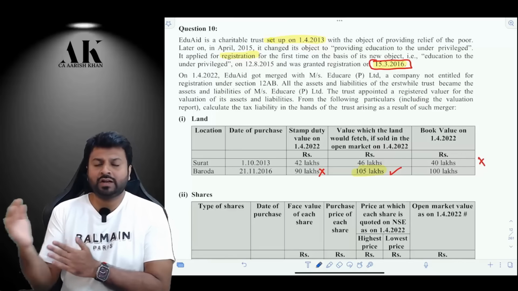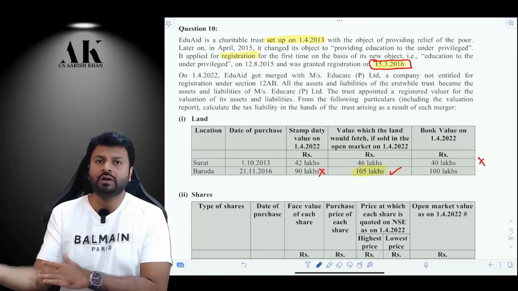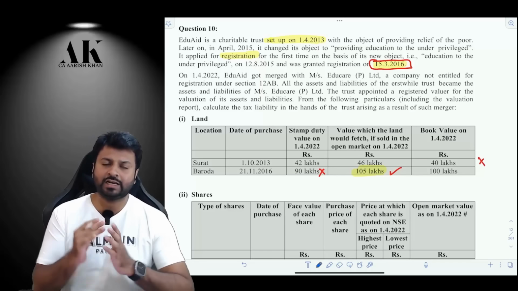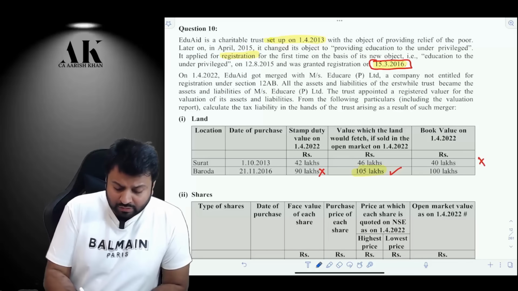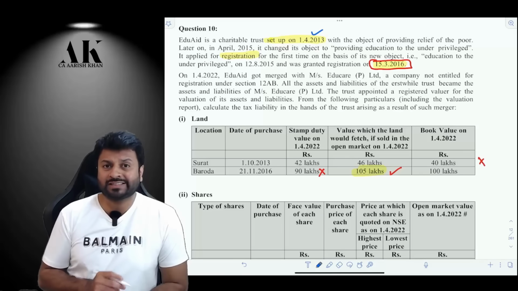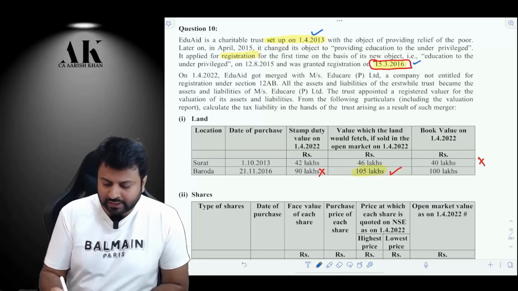Charitable trust, which is converted into a business trust, into a business now. Therefore, we have to apply the exit tax, accreted income tax at 34.944%. Now, one important point in this question is, in 2013, the trust was set up, the trust was started, but it was registered in 2016.